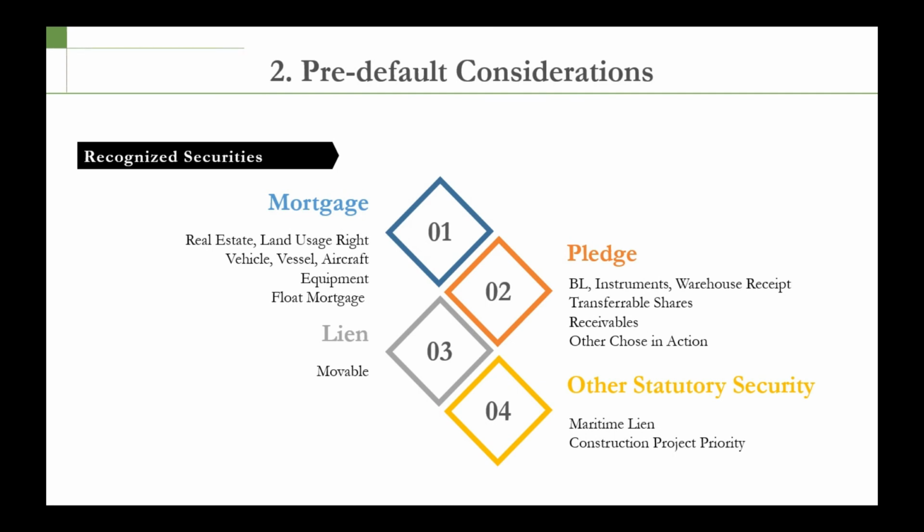The securities a Chinese court would recognize include mortgage, including floating mortgage, pledge, not only on tangibles but also on bills of lading, instruments, receivables, or other choses in action, lien, including possessory lien and statutory lien, and other statutory security created by law.